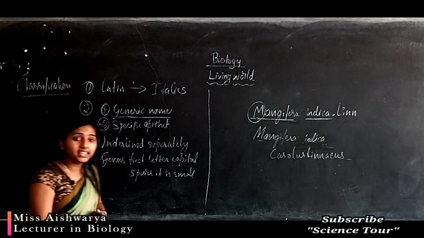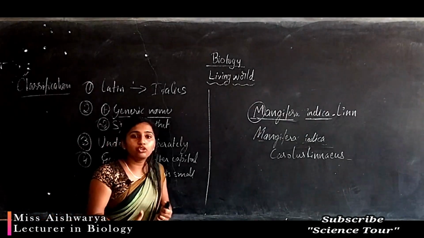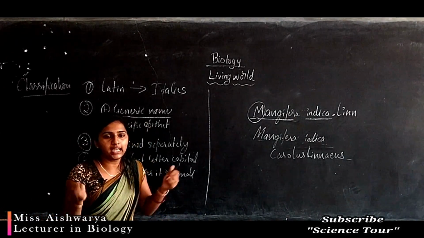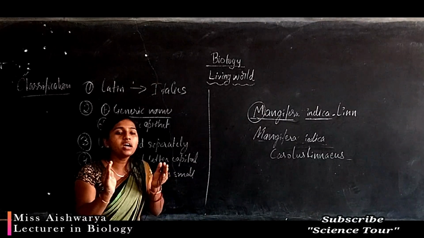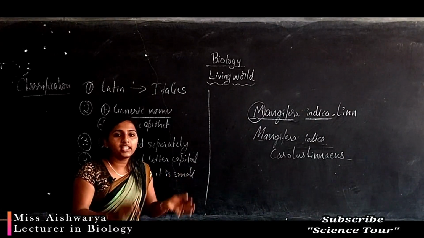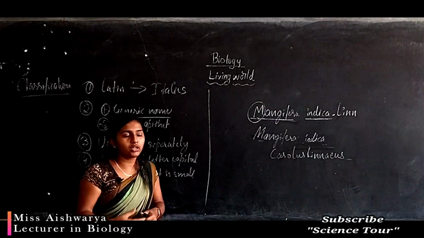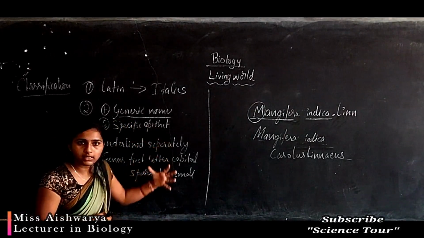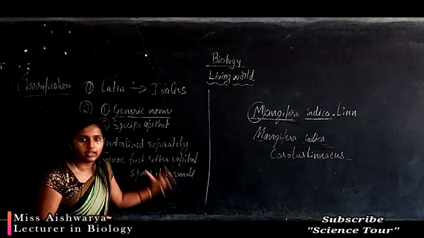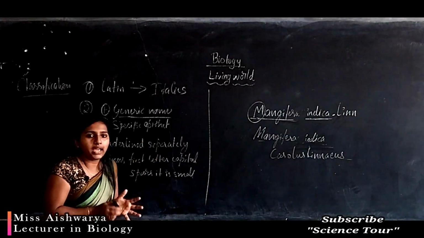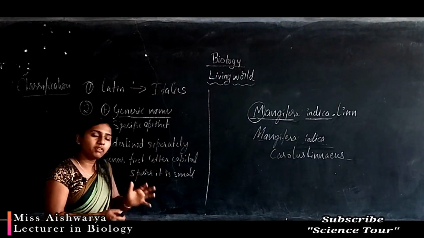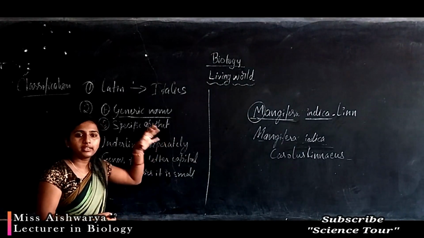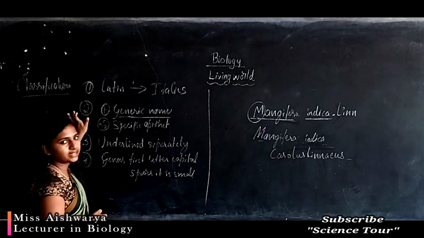Classification means grouping anything into a convenient category in order to study it. In order to study, you have to group the organisms by taking some of the similar characters, so that it will be easy to study. That grouping, we'll call it classification.